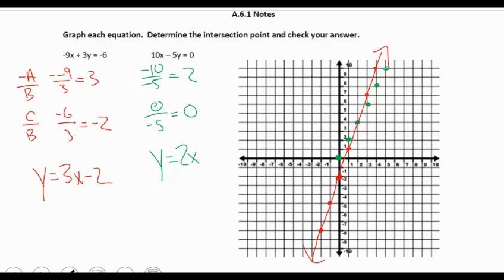So these lines are very similar to each other. I can also go down 2, left 1. You can see they're very close to each other. They're not parallel, though, because they do intersect.